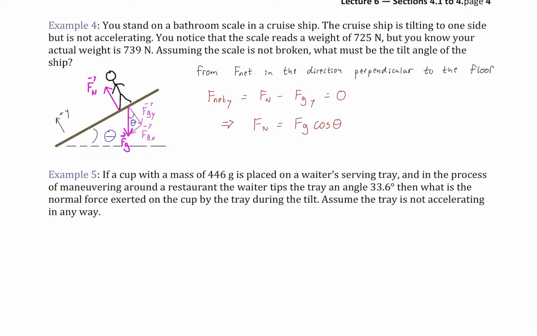I know these angles are equal to each other, and I know it's cosine from SOHCAHTOA, so just basic trig there. And then I want to isolate theta. So I just divide both sides by Fg, and then take inverse cosine. So I'm going to have inverse cosine of Fn over Fg, which actually ends up being just 725 over 739. The newtons would cancel out, so I purposely left off the units here. So the inverse cosine of that ratio of numbers gives 11.2 degrees.